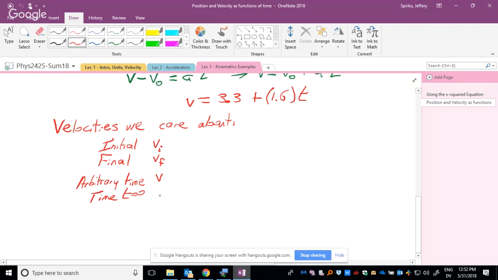So there's lots of symbols we use for different instantaneous velocities. The v_i and v_f that I've been using a lot stand for the instantaneous velocity at the initial moment or the instantaneous velocity at the final moment. You can really use any subscript label you want, as long as it communicates to you what moment you care about.